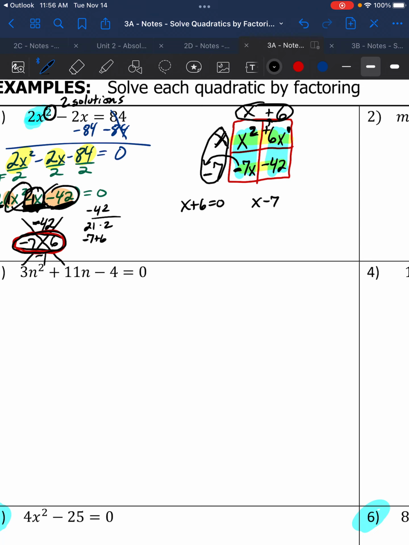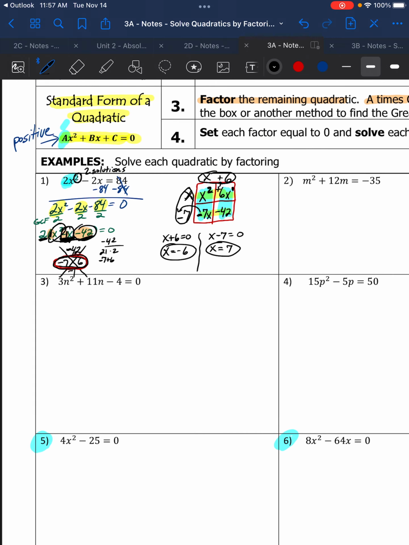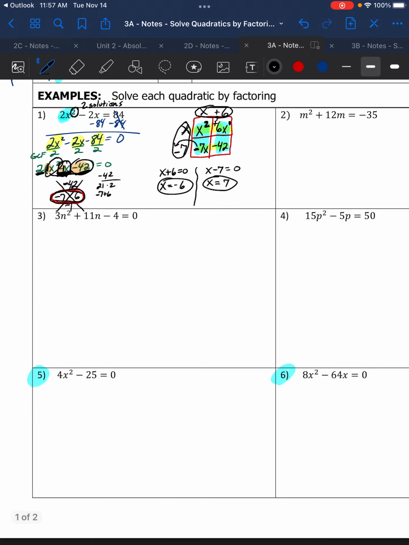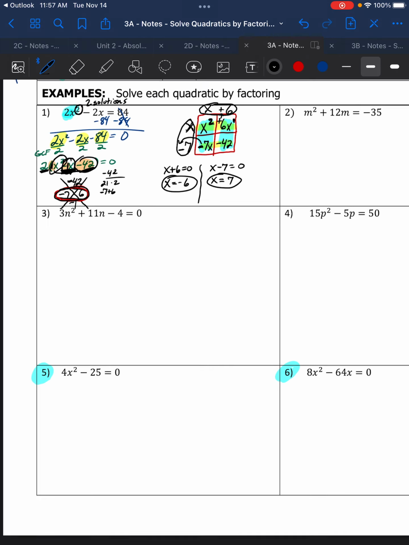And then you set each one equal to 0, each factor, and solve. So subtract 6, you get negative 6. Add 7, you get 7. Those are my two solutions to this problem. All right, let's take a look at number 5.